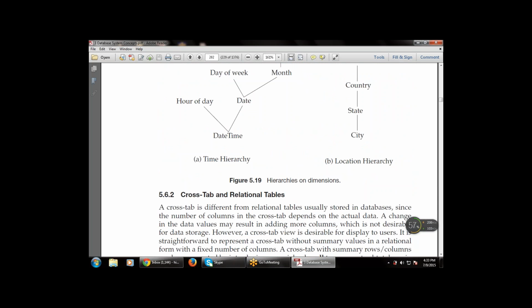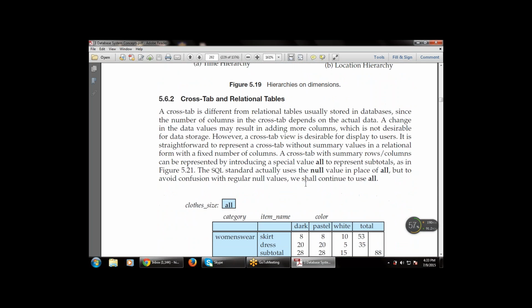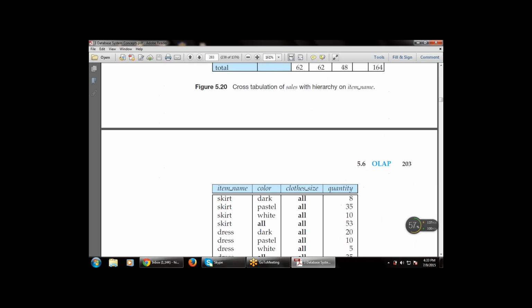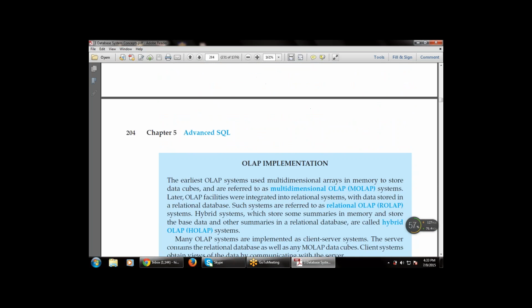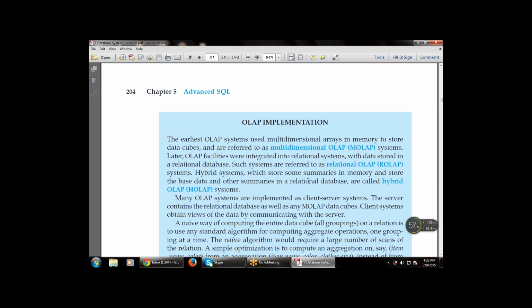Then we have discussed the hierarchies, the various relational tables, and the various cross tabs that are also available, and how to implement OLAP. The OLAP implementation is divided into three parts. First, multi-dimensional OLAP, in which multi-dimensional tables are used, that is MOLAP. Then there is relational OLAP, that is ROLAP. Then there is hybrid OLAP, that is HOLAP. So these are the three methods that are used: MOLAP, ROLAP, and HOLAP.